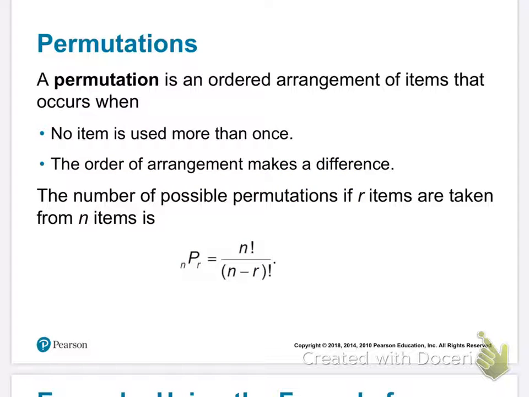Okay, so now we're on to permutations. A permutation is an ordered arrangement that occurs when no item is used more than once, and the order of arrangement makes a difference. So order makes a difference, and no item is used more than once. The number of possible outcomes for the permutation, if R items are taken from N items, is N factorial over N minus R factorial. You can also see it in this form, nPr.